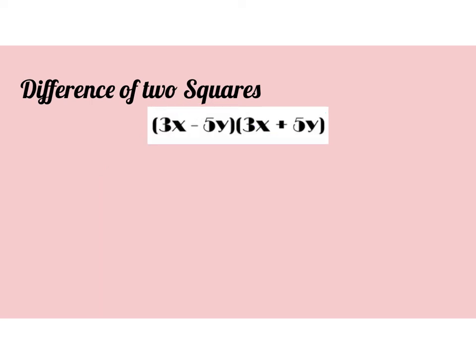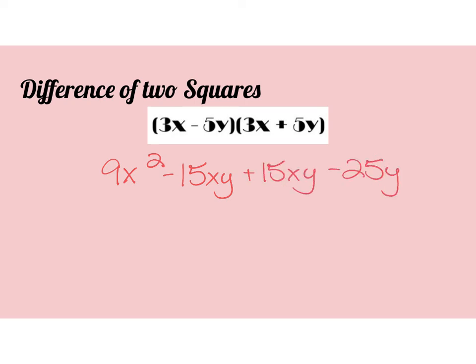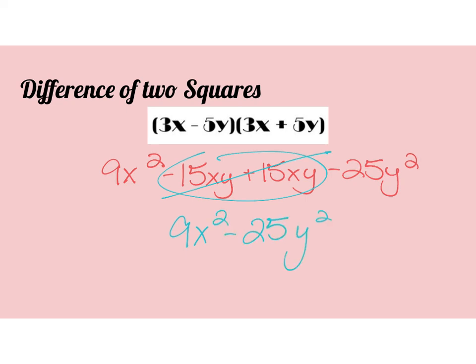So let's see what happens here. Same values, opposite signs. So we have 9x squared minus 15xy plus 15xy minus 25y squared. Again, those two middle terms get canceled out. So I'm left with 9x squared minus 25y squared.